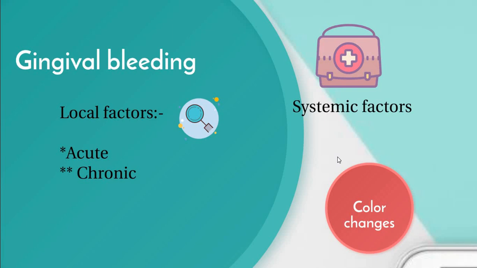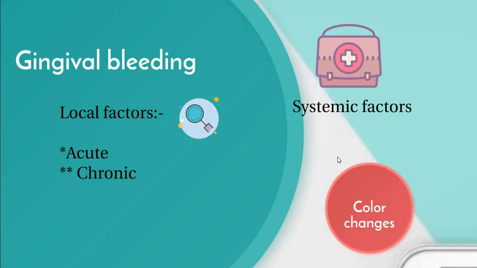As we know that the main determinant feature of gingivitis is bleeding, but not all the bleeding are inflammatory. So we have local factors for bleeding and systemic factors of bleeding. In the local factors that cause gingival bleeding, we have 2 types: acute local factors, chronic local factors.